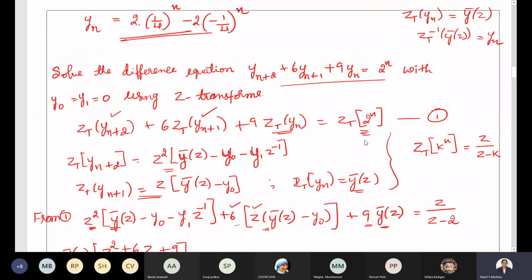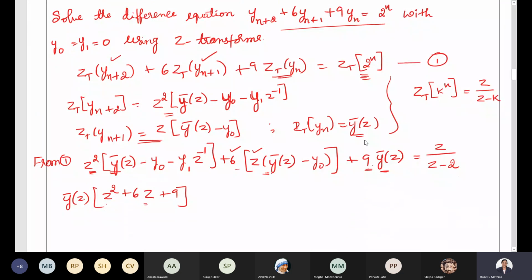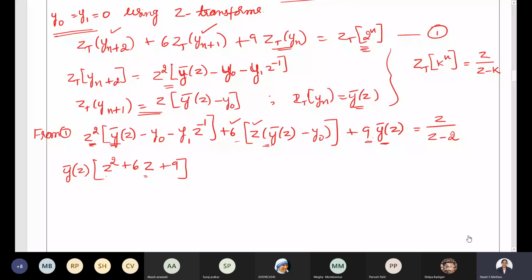And in the question it is given that both y0 and y1 are 0. So let us substitute that. What happens when you substitute y0 and y1 to be 0? See, y0 is 0, y1 is also 0, here also y0 is 0. So all the terms get cancelled, only this remains. y bar of z into z square plus 6z plus 9 is equal to z divided by z minus 2. This is what we get. Now what is y bar of z from this?